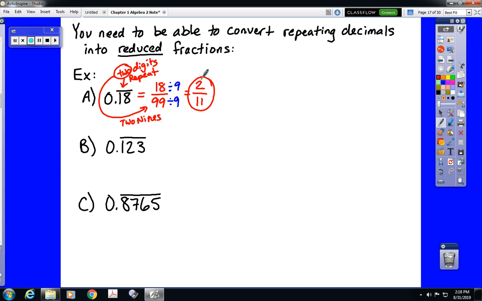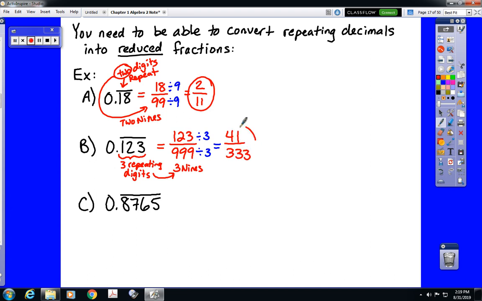Okay, same thing for the next one. We have 3 digits repeating. Which means we take that number, 123, and we write it over 3 nines. And again, we reduce that. Those are both divisible by 3, so we would divide the top and the bottom of that fraction by 3, which would be 41 over 333. Doesn't get any better than that.